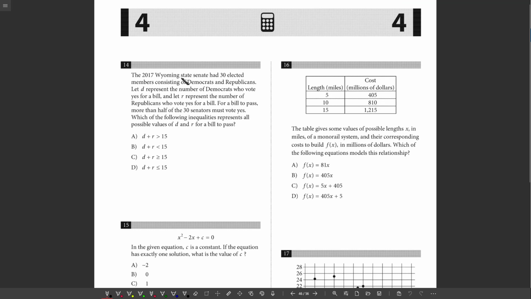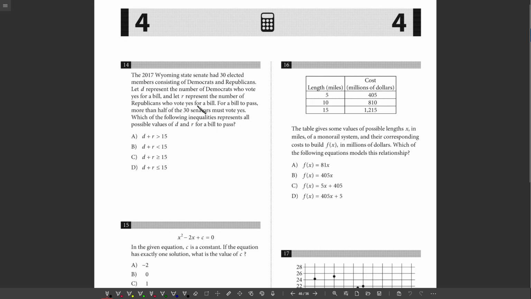14. The 2017 Wyoming State Senate had 30 elected members consisting of Democrats and Republicans. Let D represent the Democrats who vote yes, R, the Republicans who vote yes. For a bill to pass, more than half of the 30 senators must vote yes. Which of the following represents all possible values of D and R for a vote to pass?